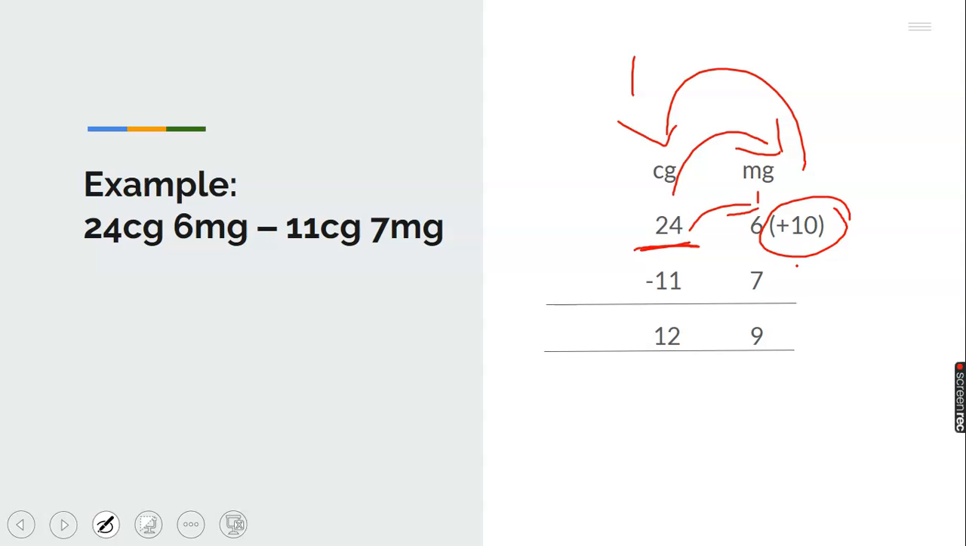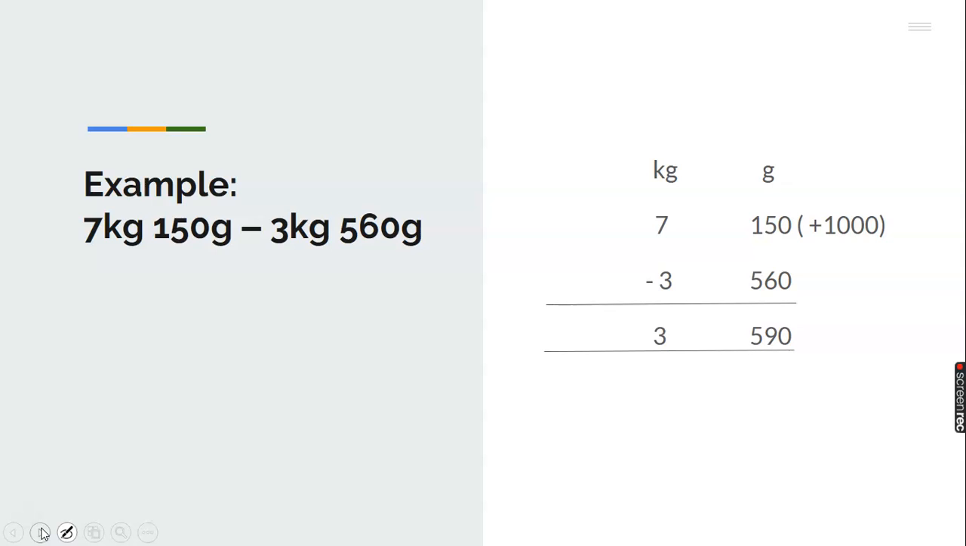That's now 16. 16 can now take away what? 7. That will give us 9. So this 23. 23 minus 11, that will give us 12. I told you it's going to be interesting today. I told you we'll have a wonderful time.